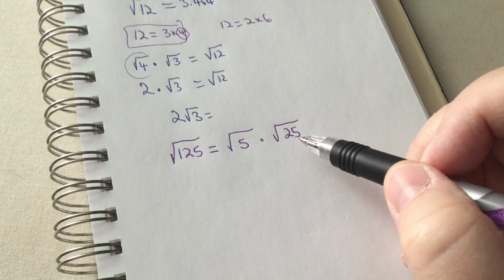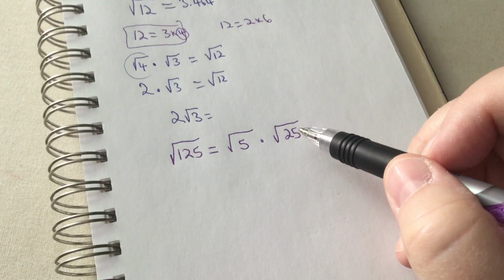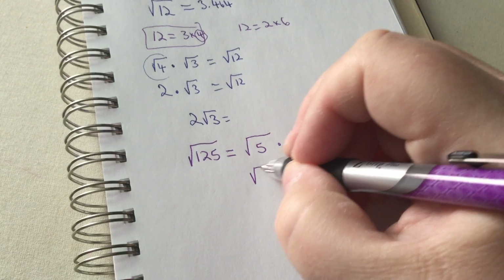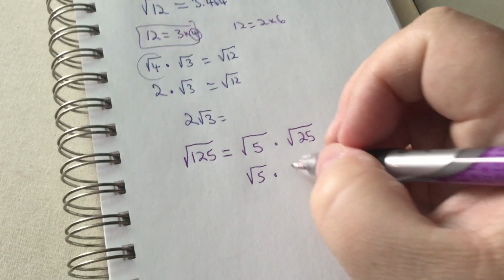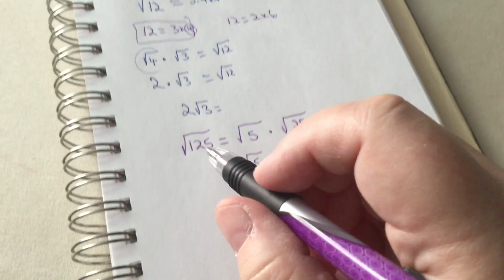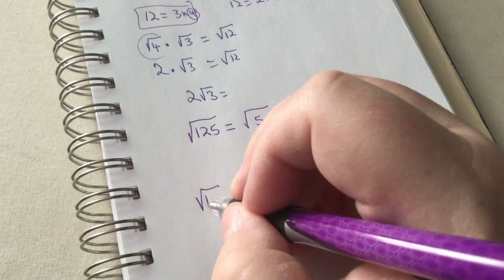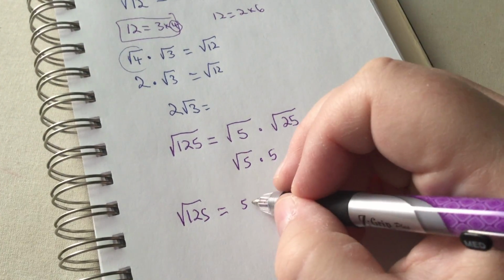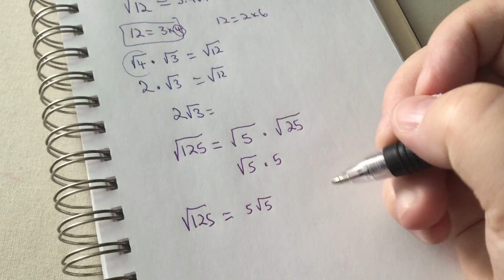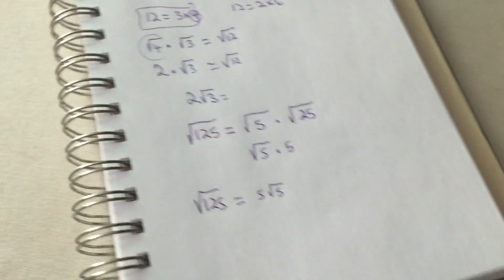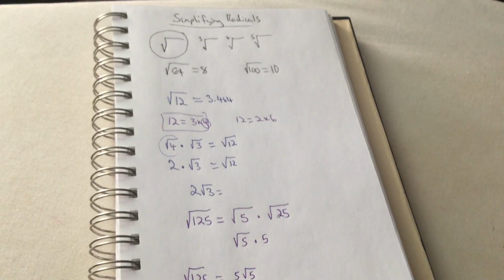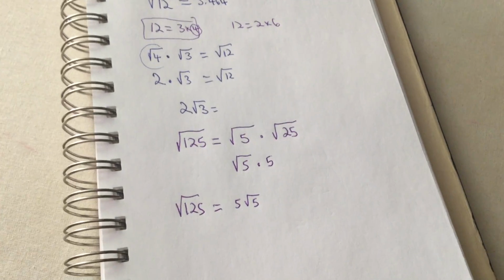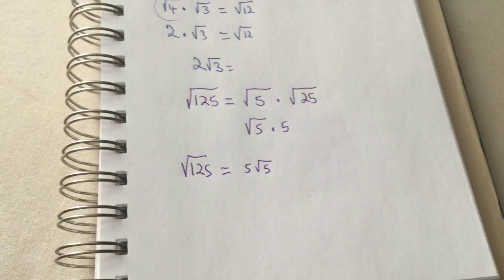But what about this guy? What is the square root of 25? The square root of 25 is just 5. So, square root of 5 times 5. So the simplification of the square root of 125 is 5 times the square root of 5. That's a basic example. Let me try one that's a little bit harder.